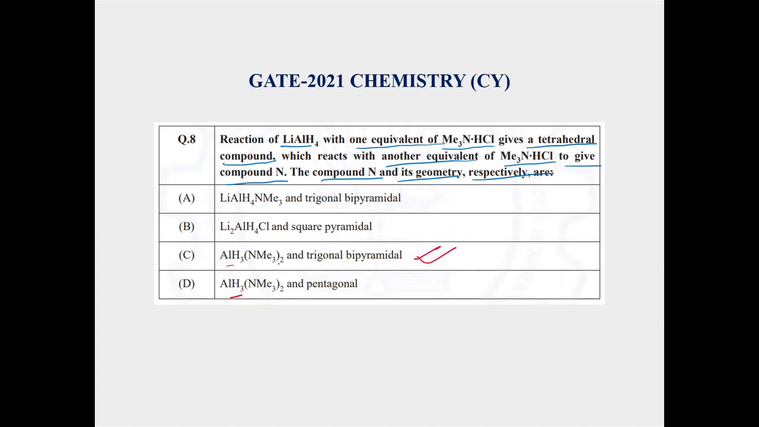So the answer is that the compound formed on reacting LiAlH4 and 2 equivalents of NMe3HCl will be AlH3(NMe3)2, and the geometry of this compound will be TBP, that is trigonal bipyramidal. Okay.